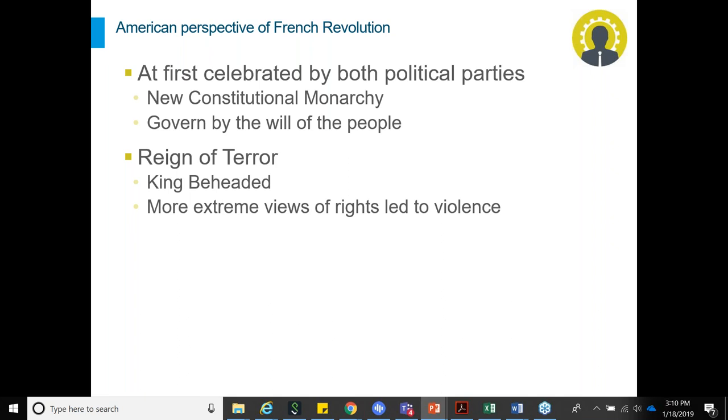The Reign of Terror is really a time in which not only some guilty folks were tried and executed, like the king, but also some who were just questioning the leadership of the new government of France. So we really see a loss of what the French Revolution was attempting to have.